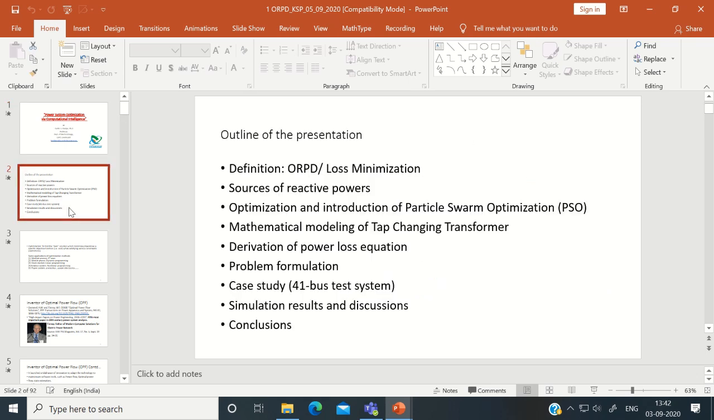So this is the outline of my presentation. First of all, we will see the definition of the optimal reactive power dispatch, which is also called the loss minimization problem in the transmission power system. And then we will see the sources of reactive powers. Then we will study the particle swarm optimization method in detail. Then we will see the mathematical modeling of the phase shifting transformers. Then problem formulation. We will see the 41 bus test system. Then we will see the conclusions and discussions.